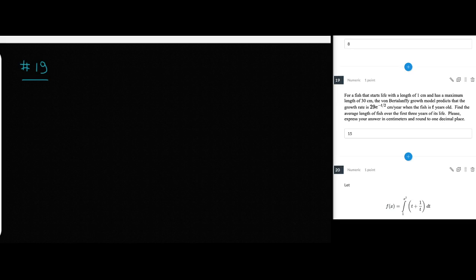For problem number 19, we need to determine the average length of fish over the first 3 years of its life. What we know is that the fish starts its life with a length of 1 centimeter, and we also are given the growth rate. So the growth rate, R of t, equals 29 e to the power negative t over 2. This is in centimeters per year, and t is in years.